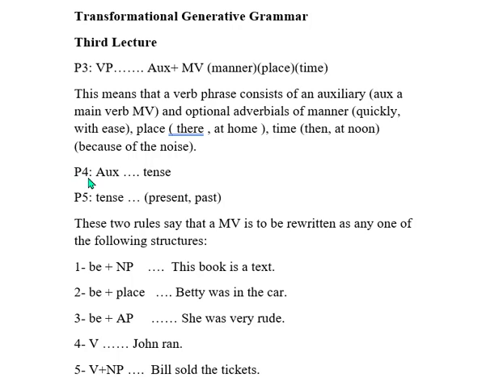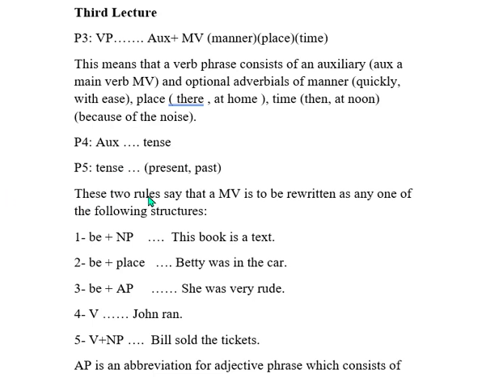And phrase structure 4: auxiliary goes to tense in our structure. Phrase structure 5: tense may be present or past. That means the tense in our sentence may be present or past. These two rules, phrase structure 4 and phrase structure 5, say that a main verb is to be rewritten as any one of the following structures.